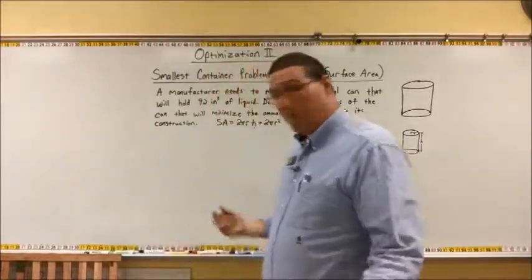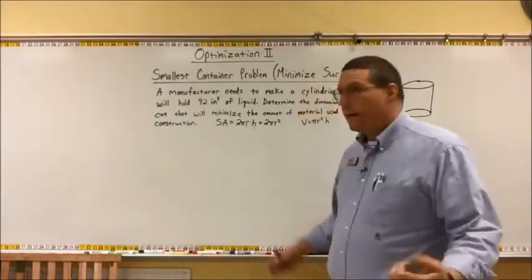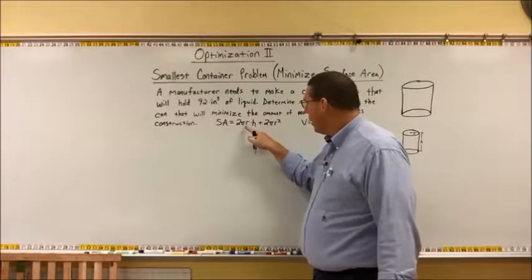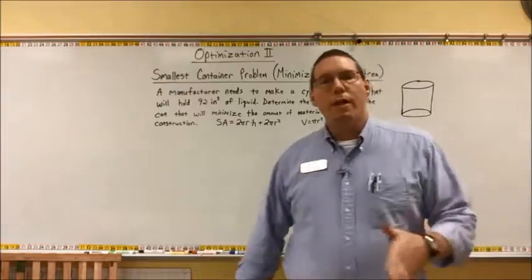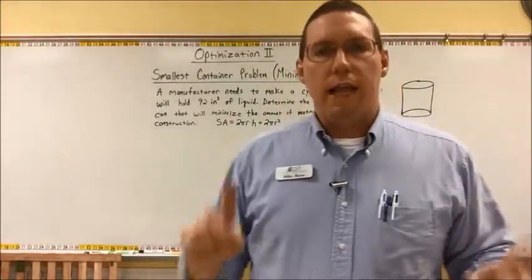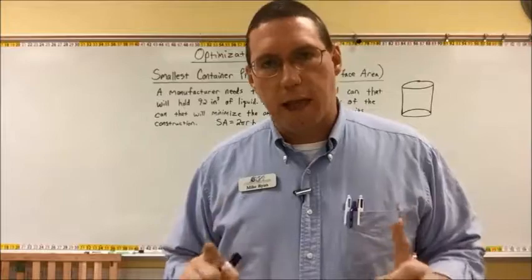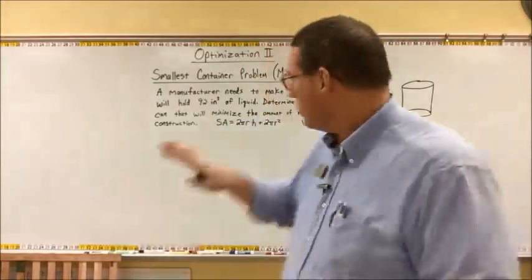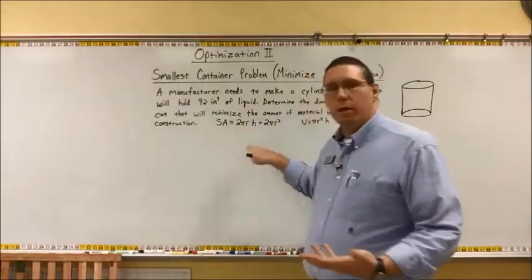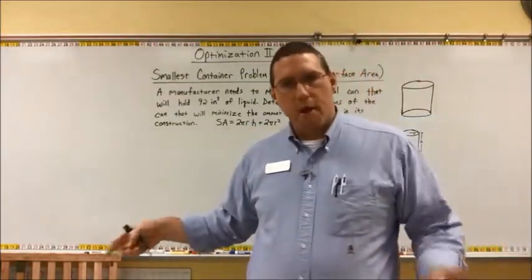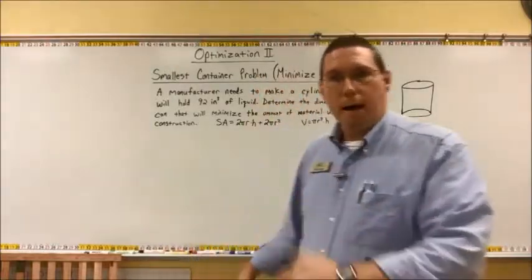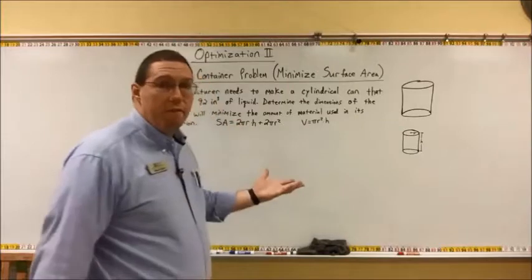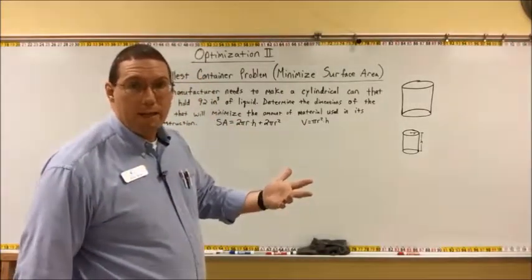Okay? So the problem with that is, we've already said in optimization that we can't optimize if we have two input variables. We need to somehow relate radius to height so that we can eliminate one of the variables, and then we can use single variable calculus to minimize the surface area. Now in the problem, we were given some information that will help us make that relation.